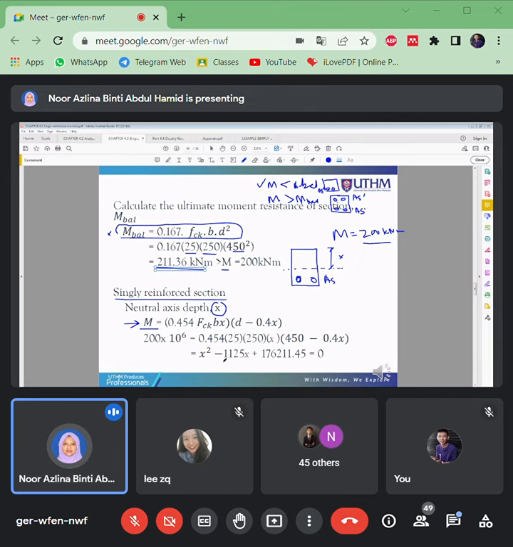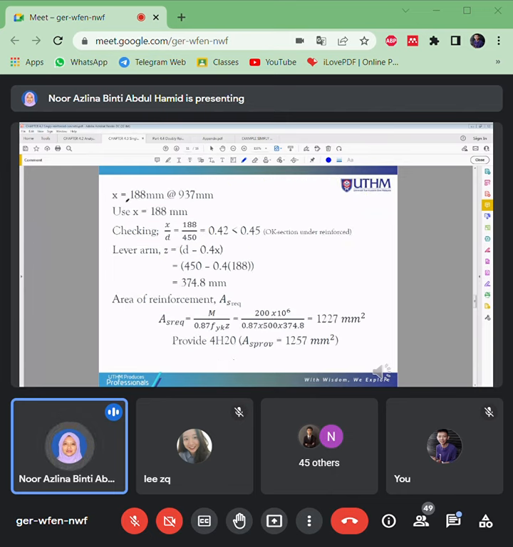What is the name of this equation? Quadratic, I also don't remember. Is it from the mathematical? So you will get these two values, either X is 188 or the other one X is 937. But this is not logical. So that's why X is equal to 188.